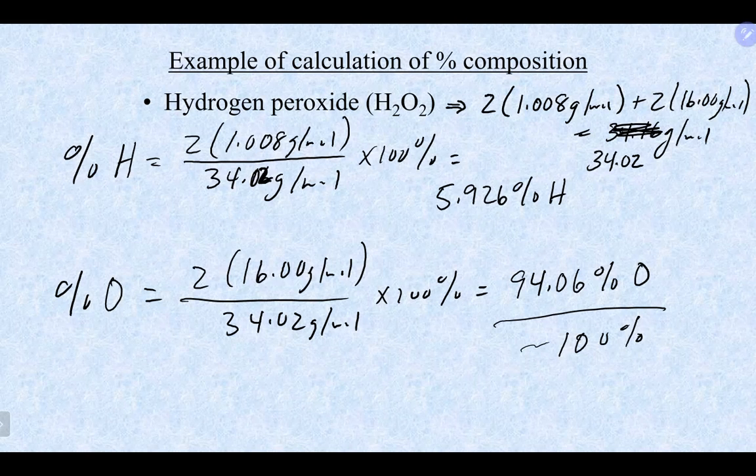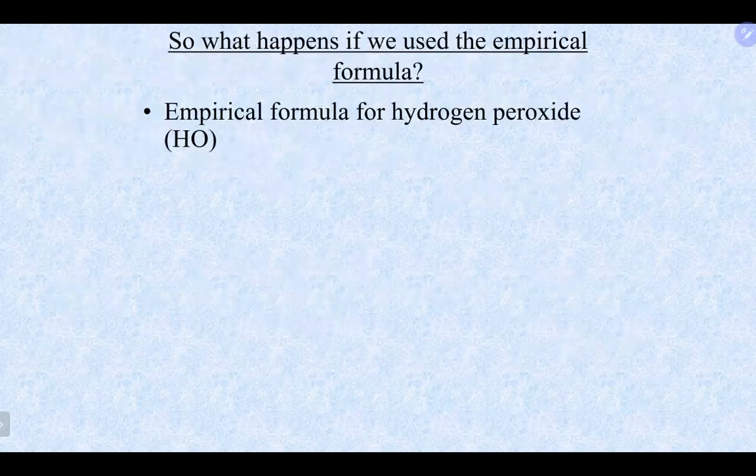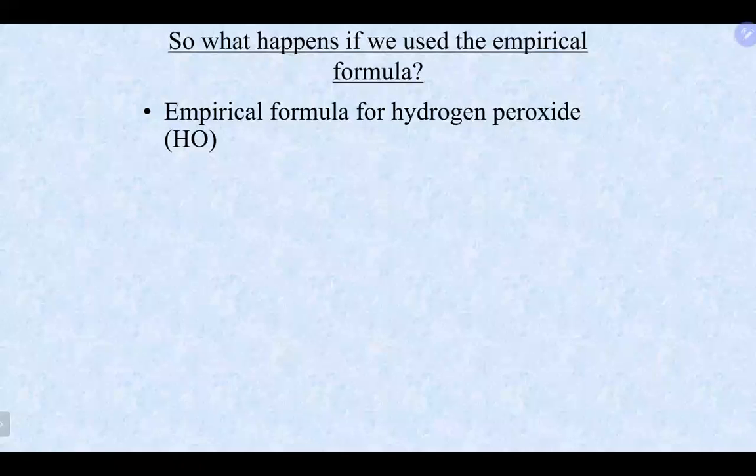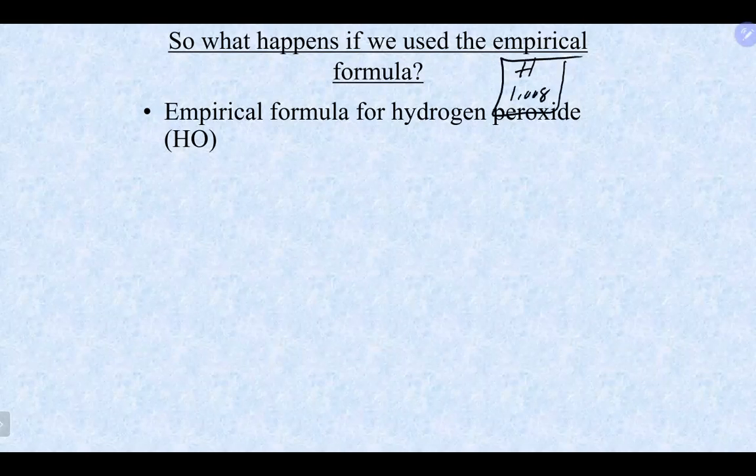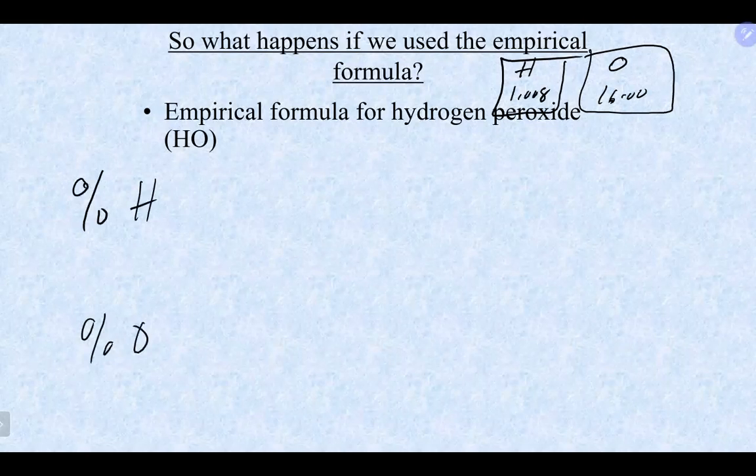Now, what would happen if we did our empirical formula? So why don't you do that? What is the percentage of hydrogen and oxygen in this formula here? And once again, hydrogen 1.008, oxygen 16. So calculate the percentage of hydrogen and the percentage of oxygen.